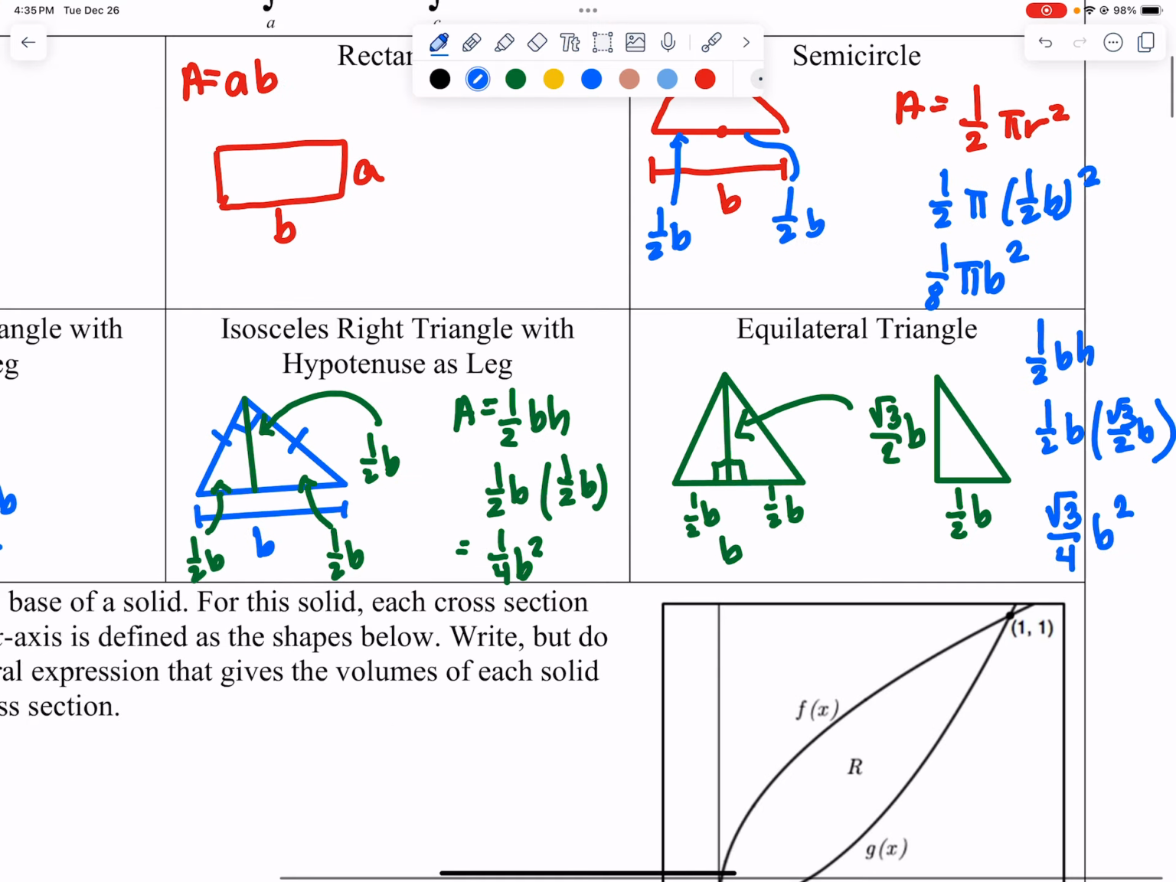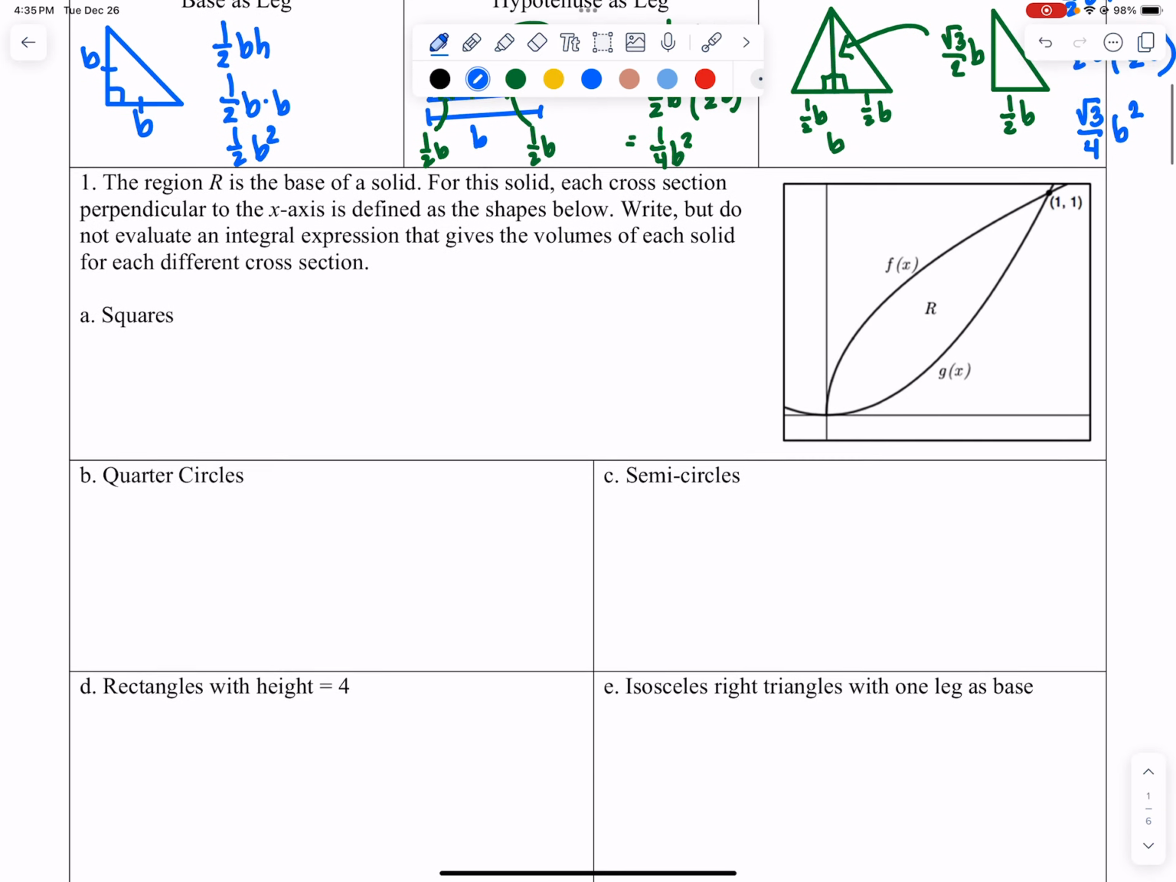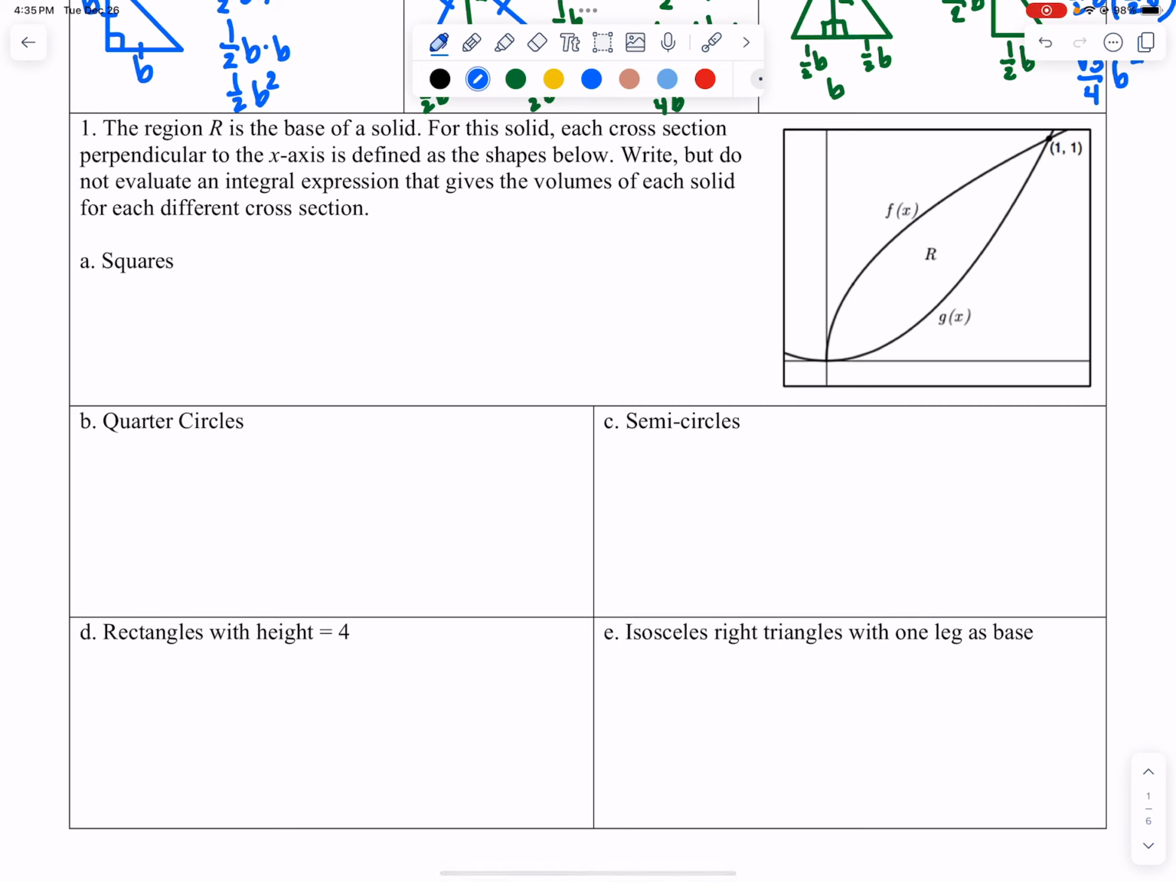All right, so what we're going to do with these formulas right here is to write, but do not evaluate, an integral expression with this region right here. So what we're going to do is make squares for part A in terms of my cross-section. We're going to take infinitely many squares, find the area of them, and then add up the area to get, of course, the volume of my region.